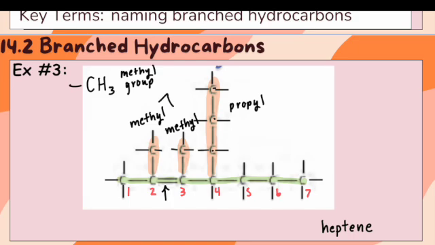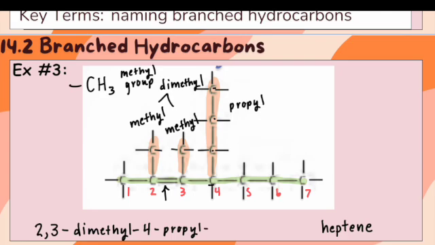Again, because we have 2 methyl groups, we want to make sure that we label this as dimethyl. So those methyl groups are on the 2nd and the 3rd carbons of the parent chain. Dimethyl, because there's 2 of them. All right, then we're going to label that last group, which is the propyl, which is 3 carbons. And that's coming off of the 4th carbon of the parent chain. So we label that 4-propyl.